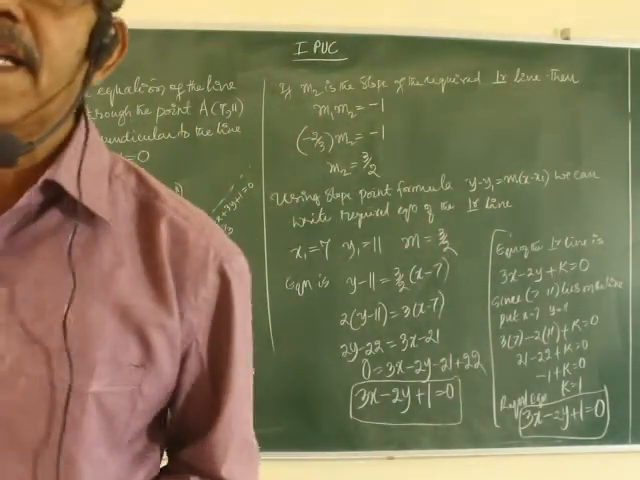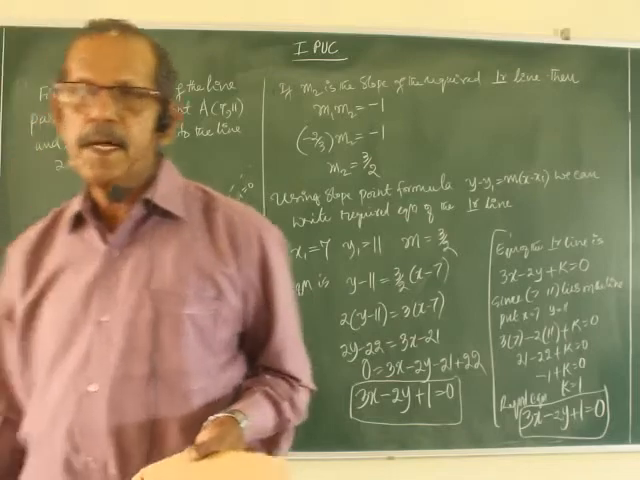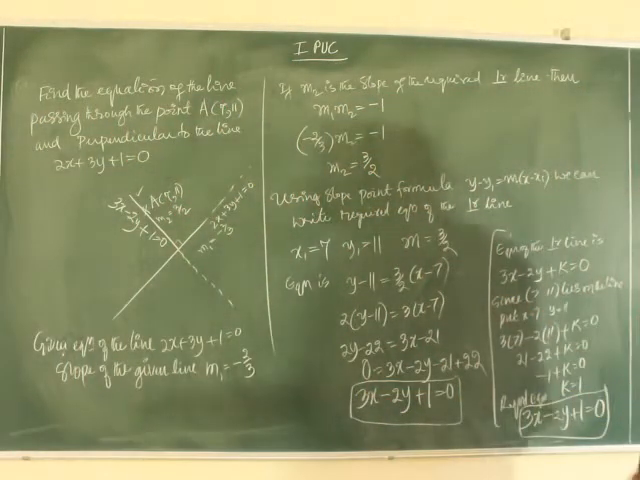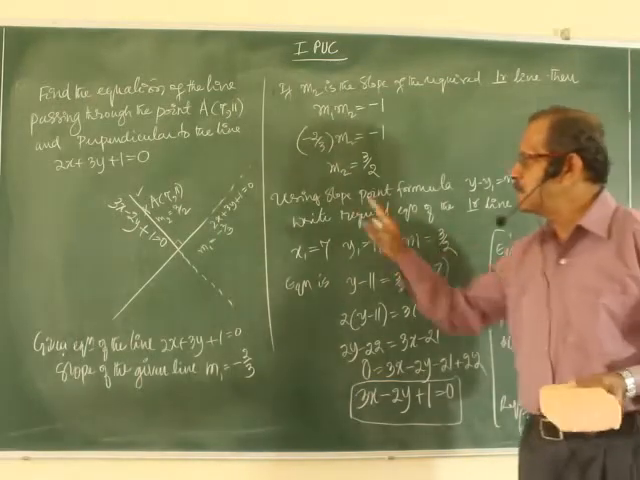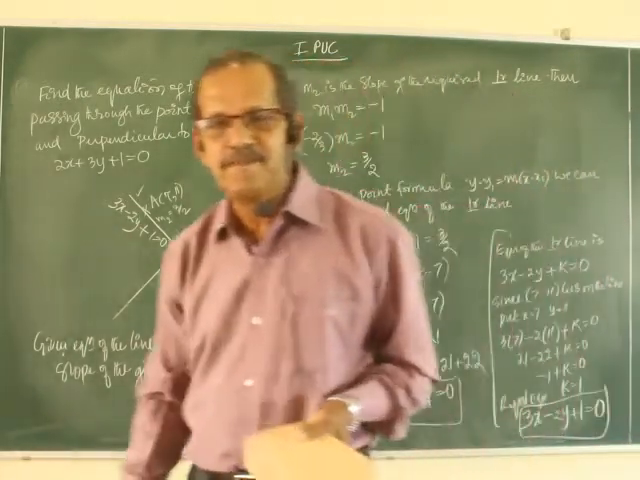For the parallel line, write same coefficient. For the perpendicular line, interchange the coefficient. In order to find k in both the cases, put the coordinate of the point on the line. Over.